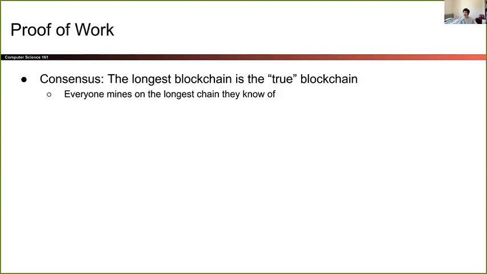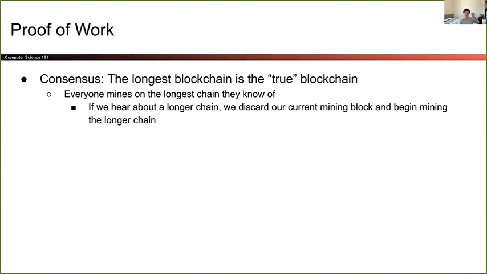So if I have one chain that's 10 blocks, and then maybe there's a fork that's only advanced by 3 blocks, I'm going to only work on the 10 block chain instead of the 3-block chain. If we hear about a longer chain, let's say someone else found a block for a chain that's actually 15 in length, we're just going to work on that one instead.